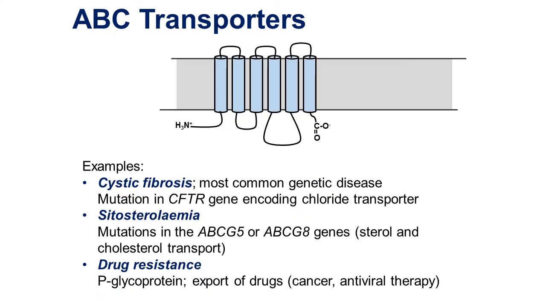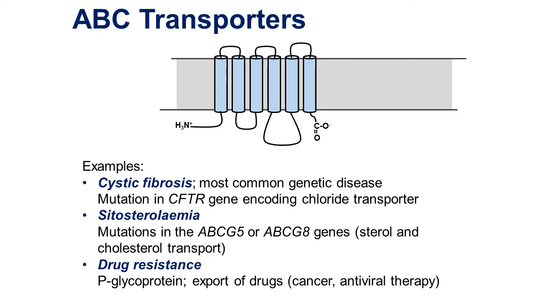So the ABC transporters are a large group of proteins characterized by 6 transmembrane alpha helices, and these transport proteins are involved in a variety of processes. Several ABC transporters are associated with human disease.